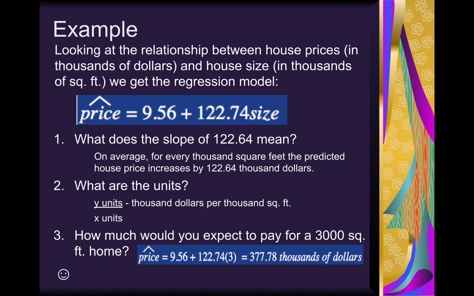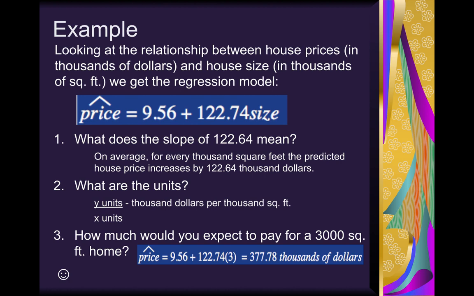$122,600. Now, because the x and y units are the same, we really could take out the thousands and deal with it as a one-to-one situation, but it doesn't always work out that the units are the same like this, or at least on the same scale. So typically, you'll want to keep the units as they are, but when they are one-to-one, we could have said that on average, for every square foot, the predicted house price increases by $122,600, and we could have taken out the 1,000 because it is the same scale.